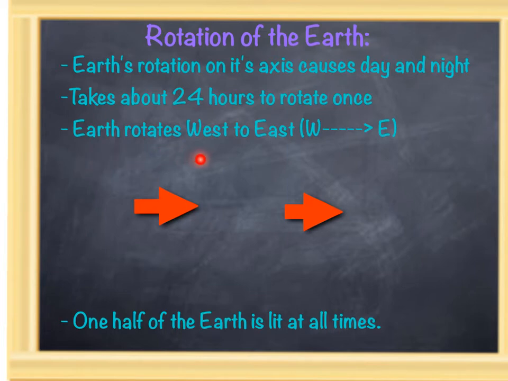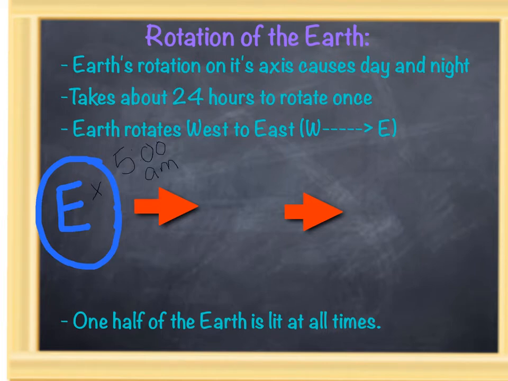The next part is probably the hardest part to understand. The Earth rotates from west to east. I'm going to draw a picture to try to help you understand this concept. So here's Earth. We're going to pretend that the X on the Earth is New Jersey. We'll also pretend that it is 5 a.m. in New Jersey. Now our spinning starts in the west, and it'll spin towards the east.